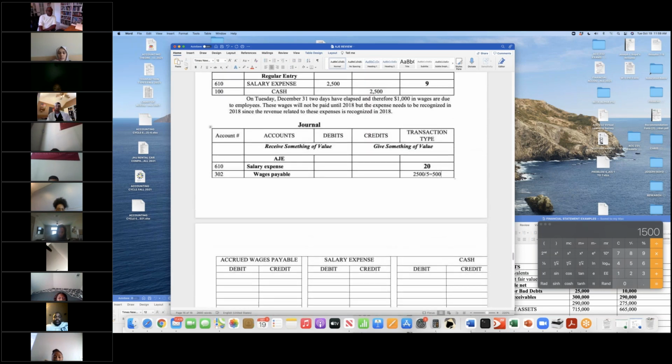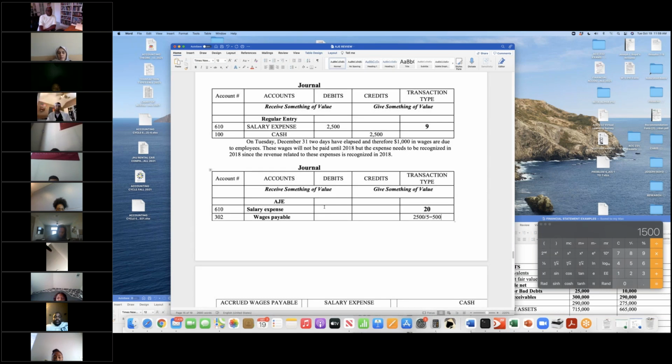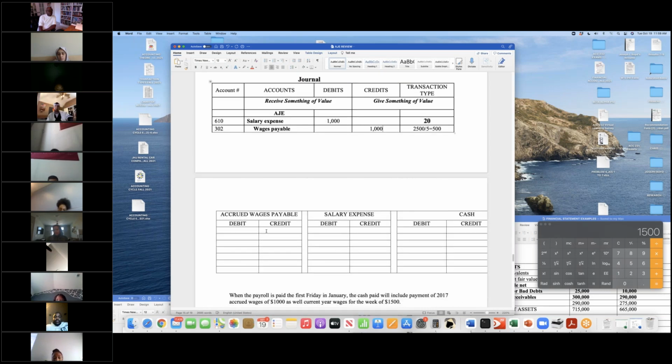And so we're going to make the adjusting entry, debiting salary expense for $1,000, crediting wages payable for $1,000. So we put just those two entries into the accounts. Other payments will be in there all year long. This is where things stand in 2017.